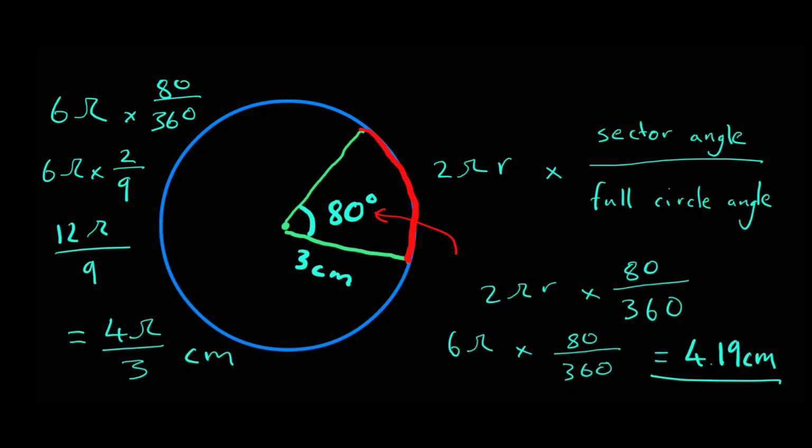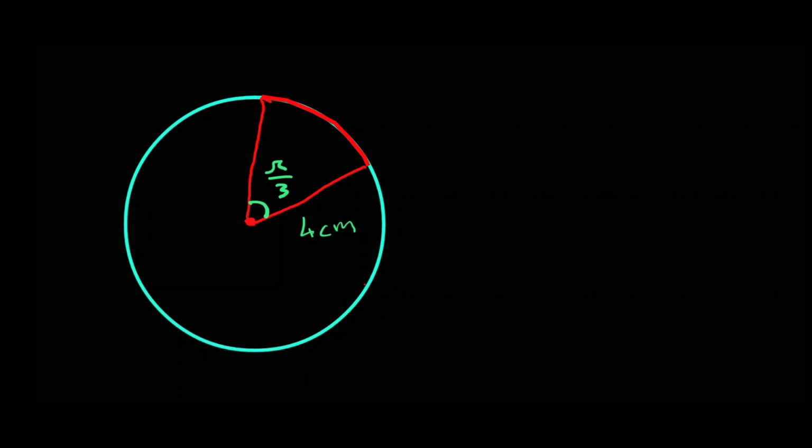Now you might be given a question where the angle of the sector is given in radians, meaning that it's going to be in terms of pi. And to work this out, it's basically going to be the same process as before. The only thing you need to know is that when you're using radians instead of degrees, the angle of the full circle is 2 pi radians. So 2 pi radians equals 360 degrees.